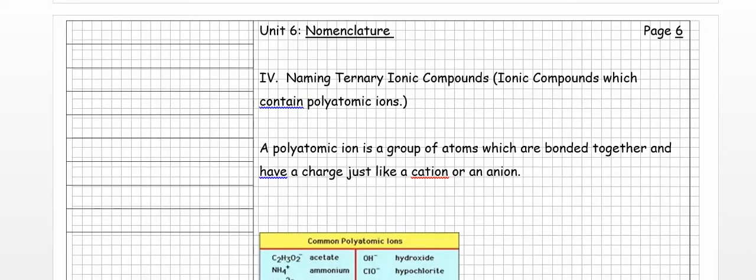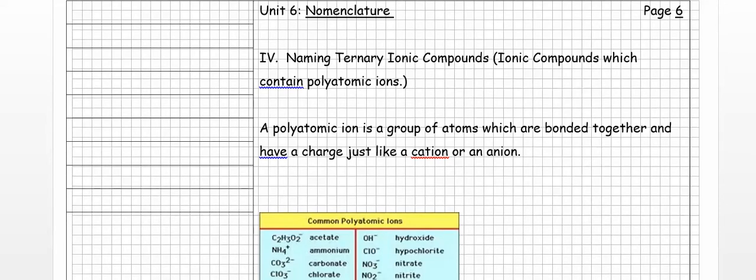What we want to do is now name what we call ternary compounds. What do we mean by ternary compounds? Well, these are compounds that have more than 2 atoms involved, right? So up to this point, we've done things like magnesium oxide, or sodium chloride, things like that. But now we want to be able to name compounds that have what we call polyatomic ions. Now, what is a polyatomic ion?